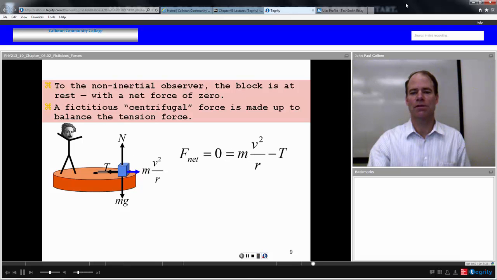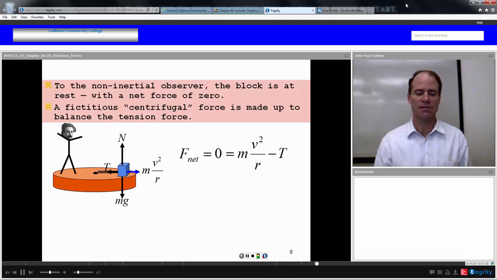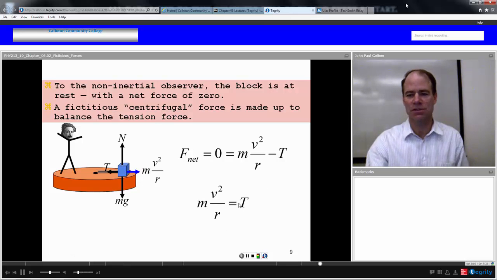So there is a force that is offsetting the frictional force going inward on this turntable, and that force is equal to mass times velocity squared over r, and that is maintaining this block as being stationary on the turntable. So you have to make up this force, and this force is equal to that centripetal force that was required to an inertial observer that kept the block moving in a circle. So the centrifugal force is equal in magnitude to the centripetal force required in an inertial frame, centrifugal force in a non-inertial frame.